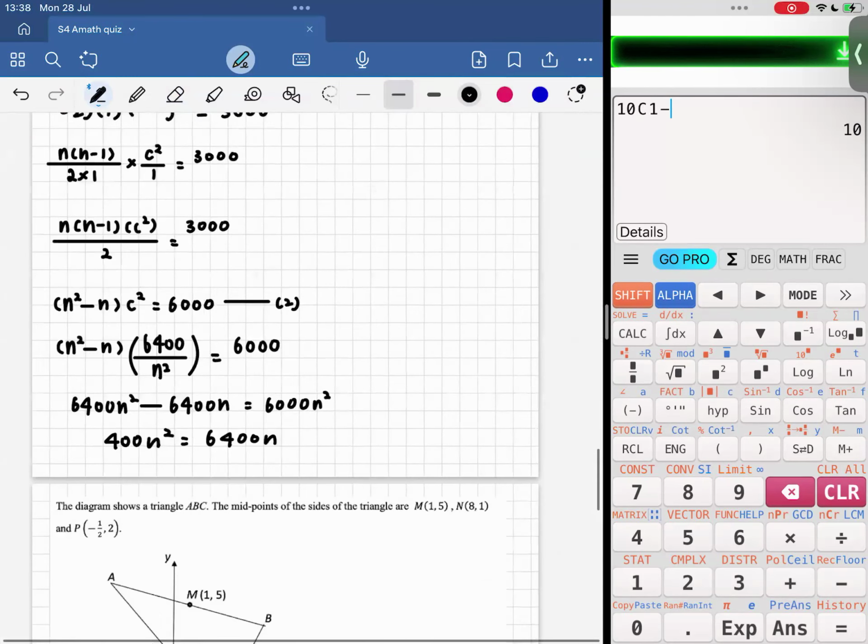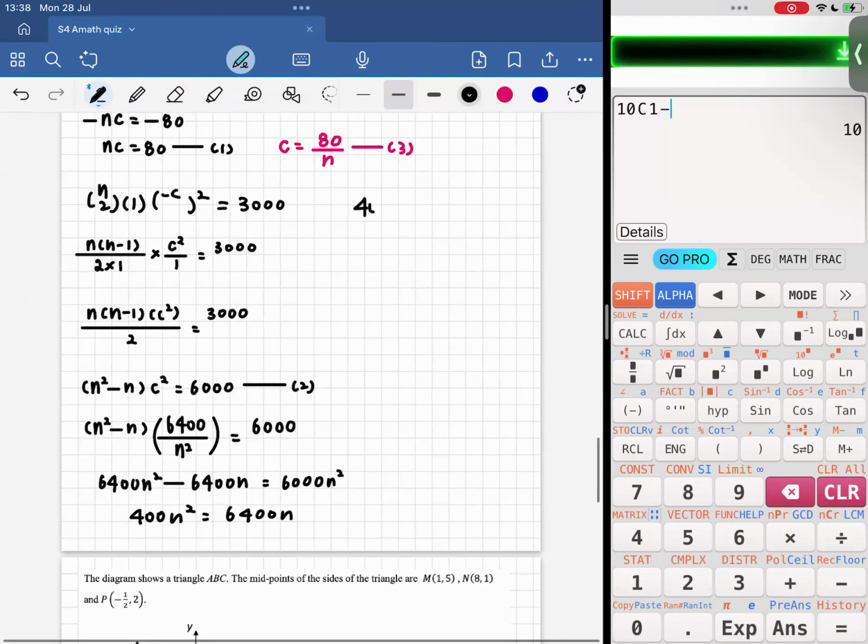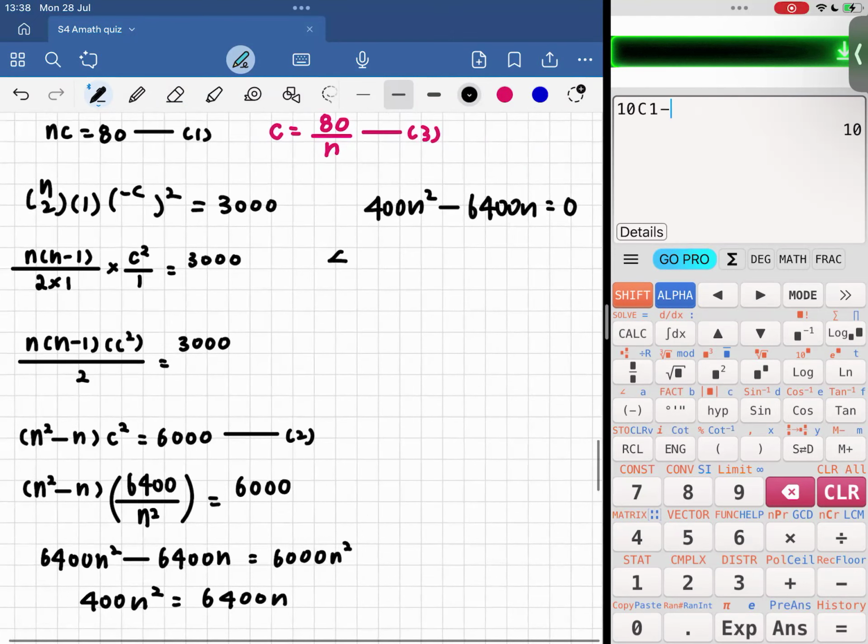So same thing, don't just cancel everything nicely. Move everything to one side and then we solve it. Factorize and then you solve it. You can take out 400n. So this one here will be n minus, what's 6400? It's 16, I think.